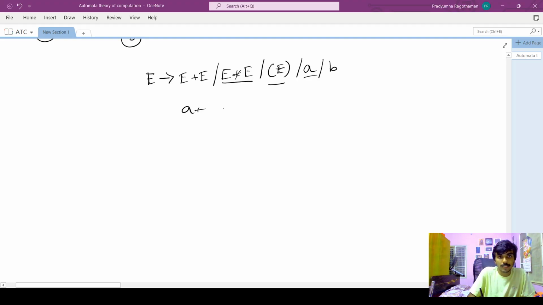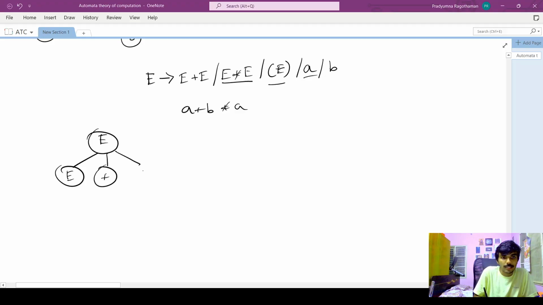A plus B star A, the one with no parenthesis, right? So let us have the root node E. Here we can either start with star or plus. So out here let us start with plus, right? E plus E.